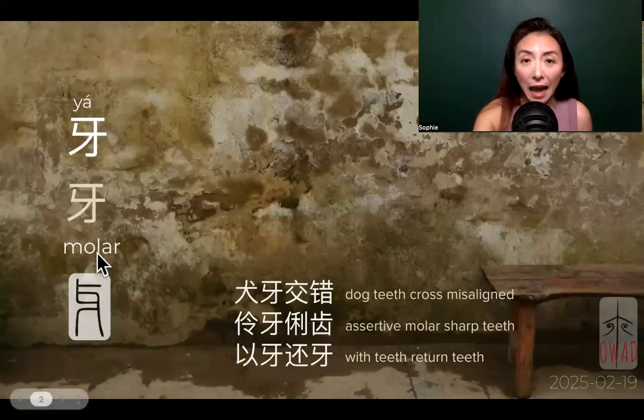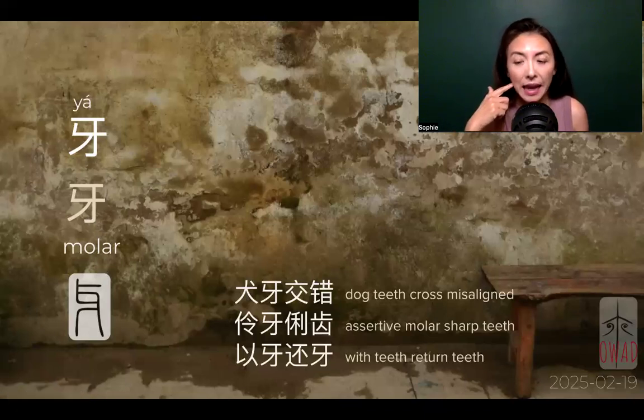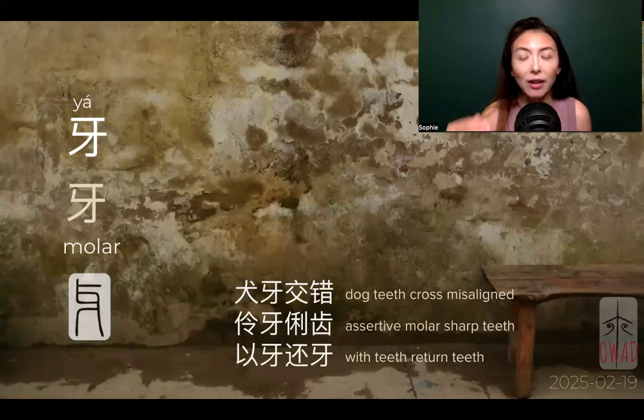It turned out this 牙 is more about molar teeth, the teeth in the back where you grind things into smaller pieces. It's essential for our digestion. And 齿 is relatively general, versus 牙, which is probably more specific in terms of its location.